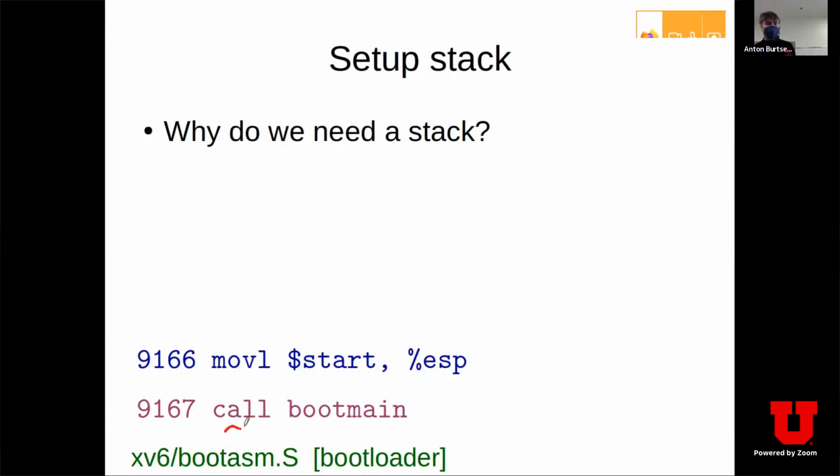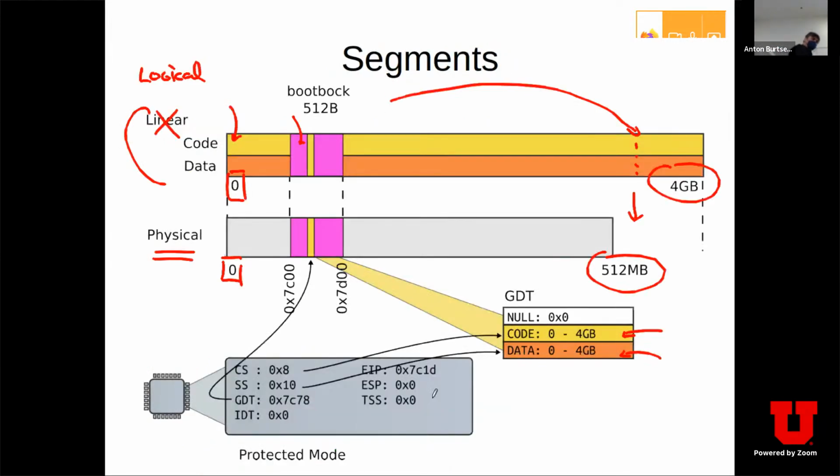But as I said, in order to do this call instruction, we need to have a stack, right? Because this is the first instruction. Remember, it will push the return address, the address which is right here, the next instruction after this boot main, on the stack. And that's why we really have to figure out some memory for the stack, right? If I ask you a question, where will we get the memory for this stack? What do you think we should do?